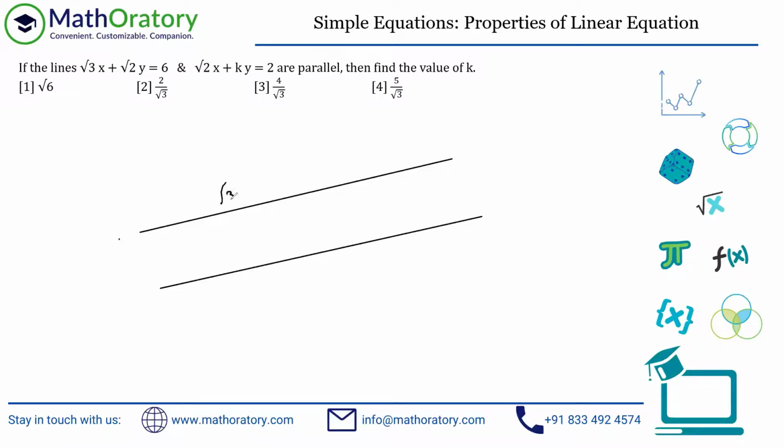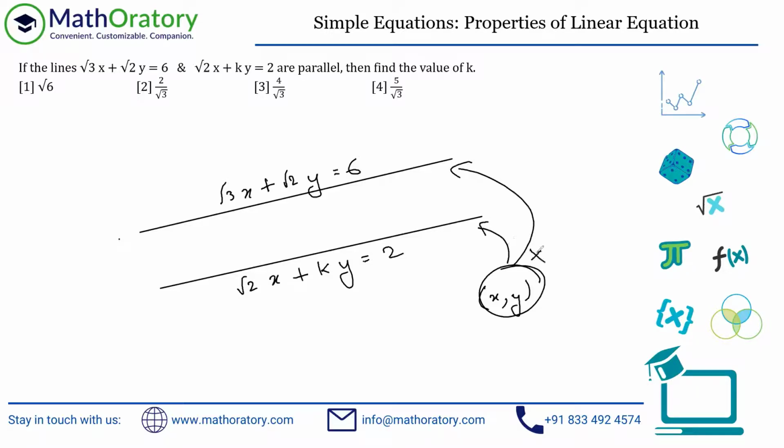So you have root 3x plus root 2y is equal to 6. And in this case, you have root 2x plus ky is equal to 2. Now, parallel lines means that these two lines will never intersect on a plane surface, right? If they are not intersecting, you will never have a common solution, a particular point x comma y which is going to satisfy both the lines. So that is never going to happen, right?